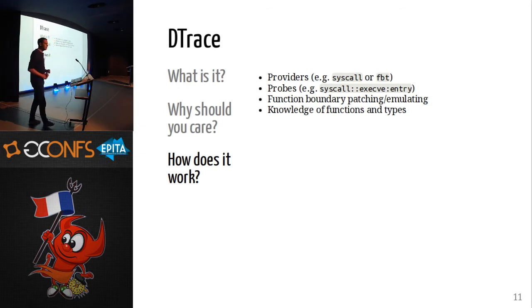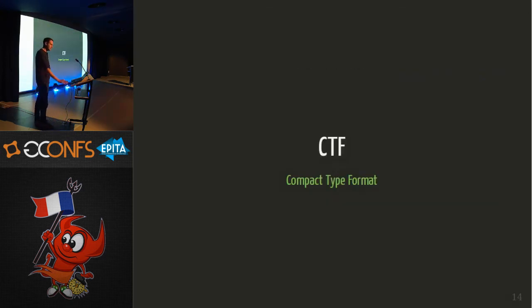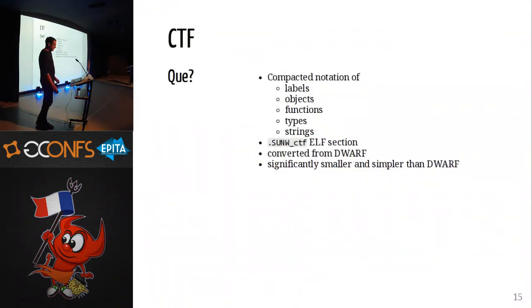Of course, Dtrace needs to know about what functions are, which symbols are available, and their types. And that's where CTF comes into play. No, not this CTF. This one, the compact type format. So CTF can be considered a compacted notation of labels, functions, and the other types that it supports. This is the full list. Though in practice, it's basically always compressed with zlib.